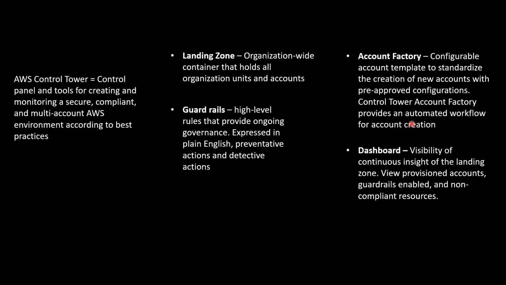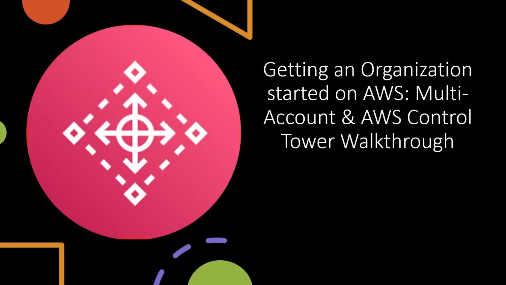This dashboard gives visibility of continuous insight of the landing zone, allows you to view provisioned accounts, see guardrails enabled, and see non-compliant resources. Control Tower also integrates with Identity Center to give users access to multiple AWS accounts. That was a lot of theory, so let's get started with the walkthrough.